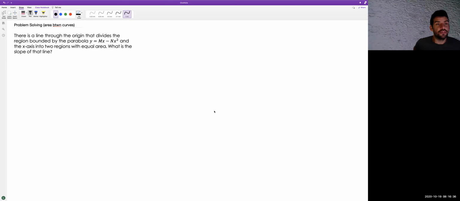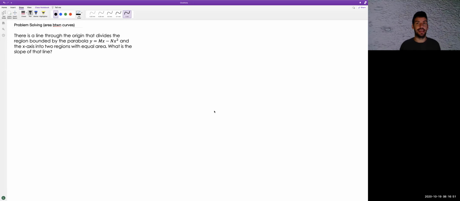Everybody. So this is an interesting problem that I found in a section on area between curves, and it does use area between curves, but I think it's just a good general example of problem solving when it's not a kind of problem you've seen before, right?